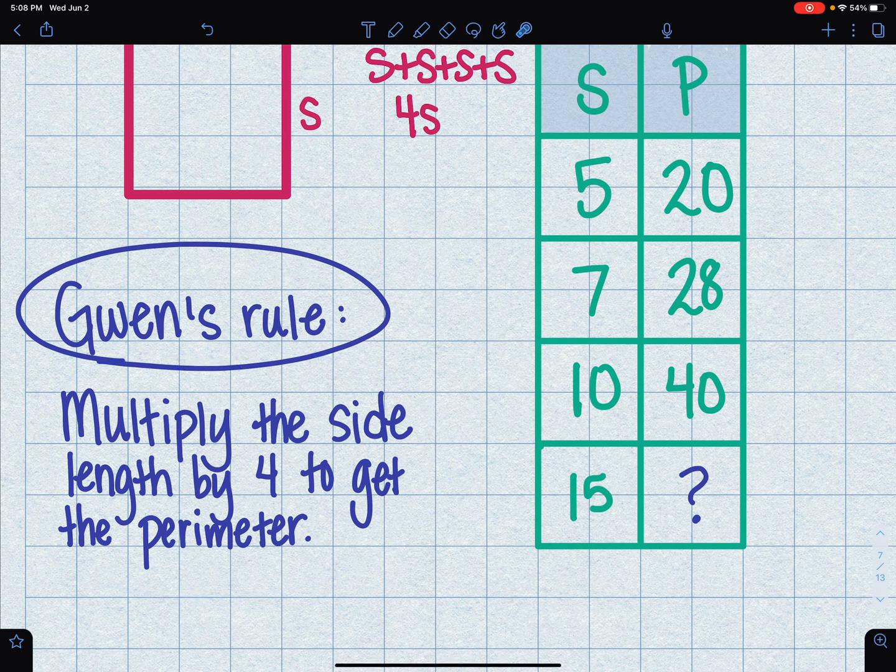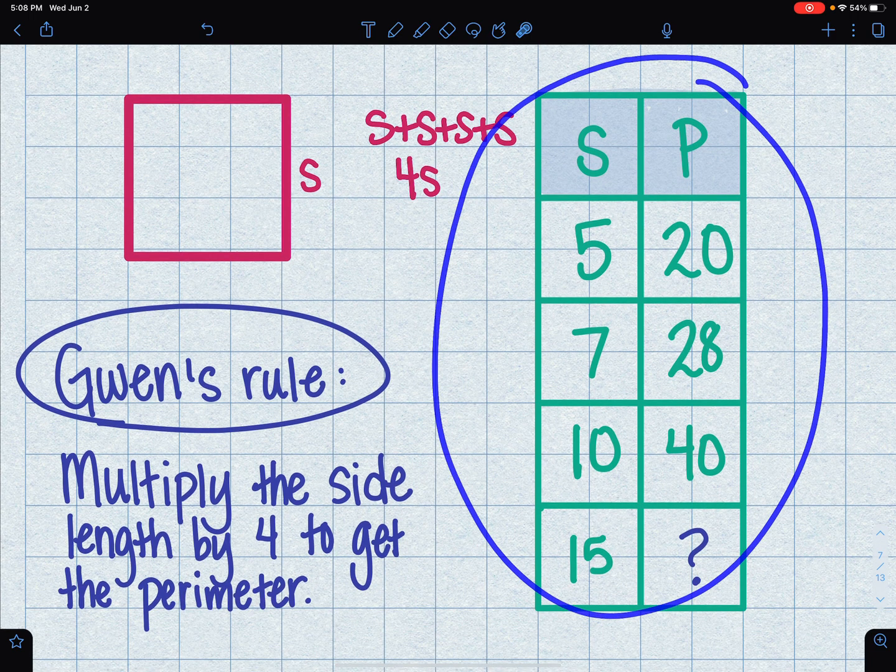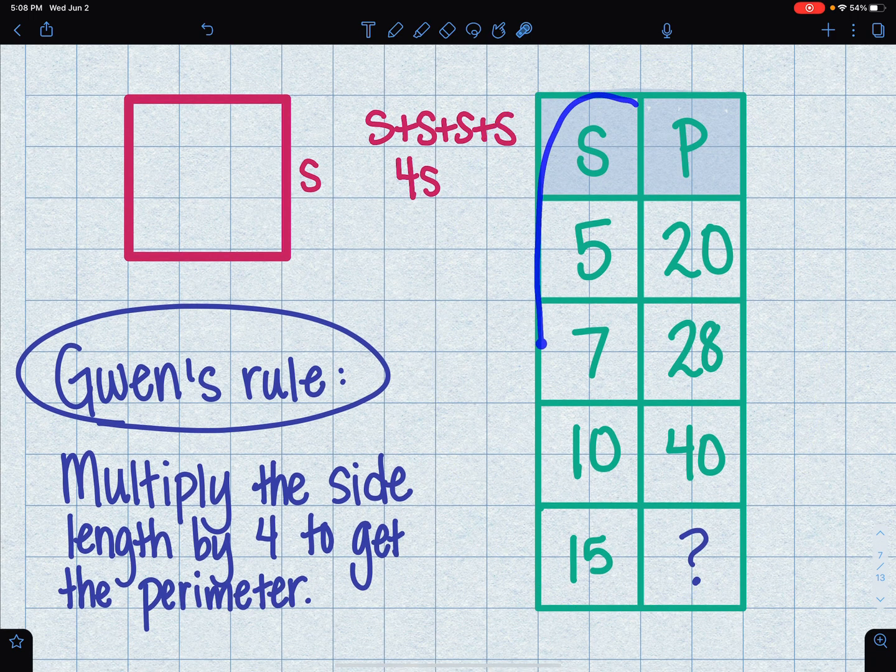And then she figured out that rule and she made a table. And here's the table that she made. On this first column, these are all sides of squares. So if the side of the square is 5, like you plug in a 5 right there, what's the perimeter going to be? Well, it's going to be 5 plus 5 plus 5 plus 5, or 4 times 5. And so the perimeter is going to be 20.